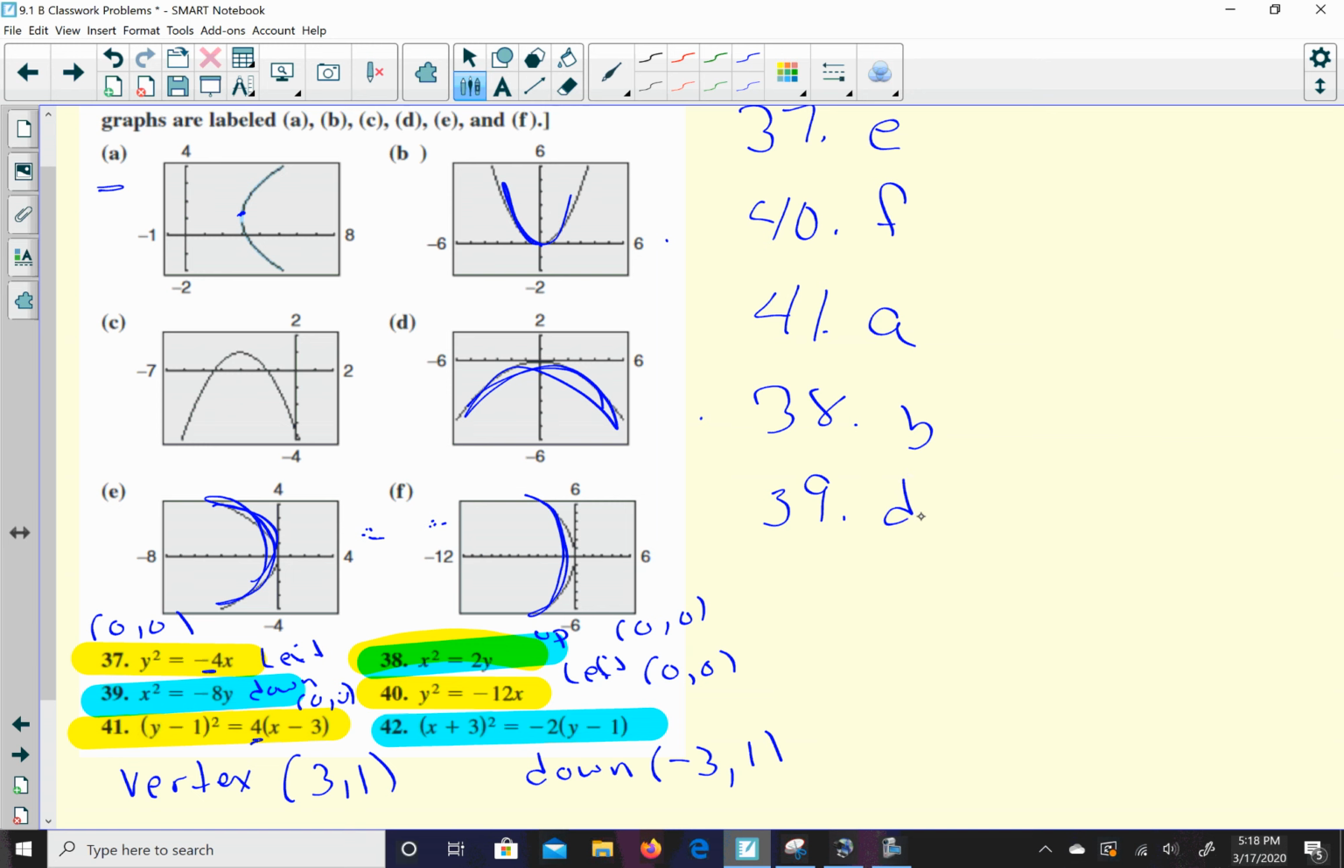And then finally, this one by default, C, has to be 42, but just checking, the vertex is at negative 3, 1. It does open down. So that's why 42 is going to be the letter C. I hope I got those all right. I'm sure you'll let me know if I didn't.